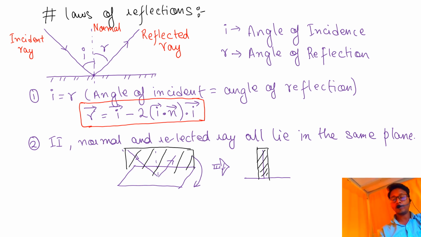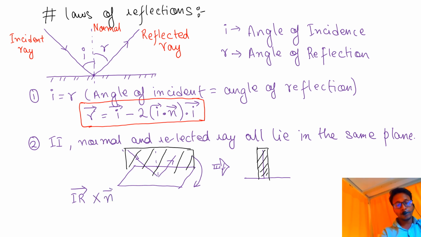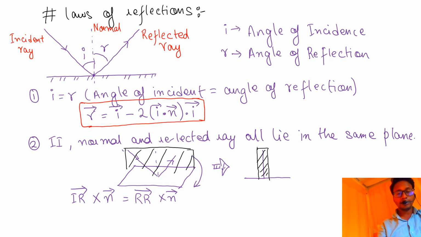My question is, how do I write this mathematically? This statement is mathematically written as incident ray vector cross normal vector is equal to reflected ray vector cross normal vector. Any incident ray, normal and reflected ray all lie on the same plane. That means they are coplanar vectors. One more note you must write.